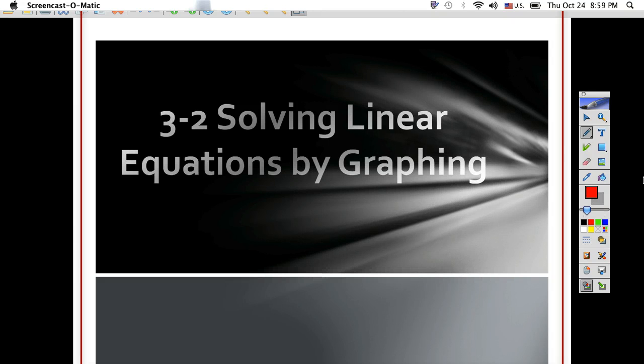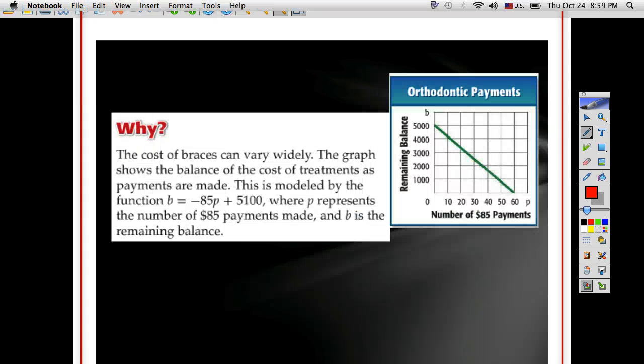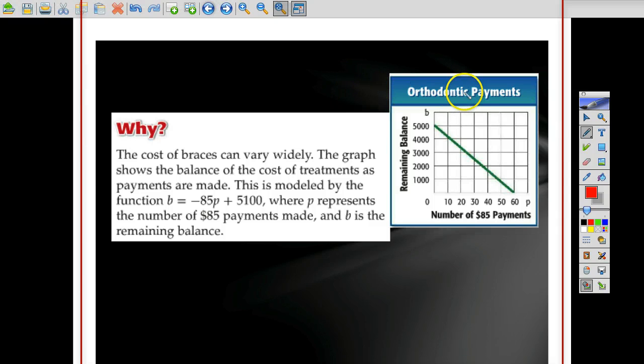It's Chapter 3, Section 2, Solving Linear Equations by Graphing. Okay, so why? Here is a graph with orthodontic payments. I know many of you have been to the orthodontist. If you have braces, it's going to cost you a lot, or it's going to cost your parents a lot. So this is why we're learning about this.